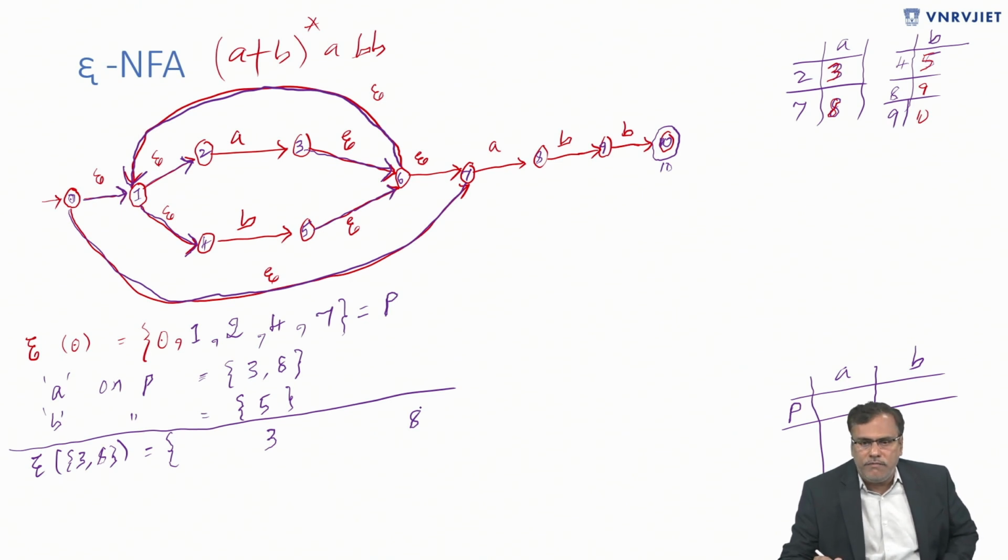So from 3, what are the other states that can be reachable only on epsilon transition? Here you can see, from 3 on epsilon, I can reach 6. Therefore, you can write 6. And also from 6, you can go to 1 on epsilon. Therefore, 1 can be added. And from 1, you can go to 2 only on epsilon. Therefore, 2 can be added. And also from 1, you can go to 4 on epsilon. Therefore, 4 can also be added. I think you are clear. So, what can be added?